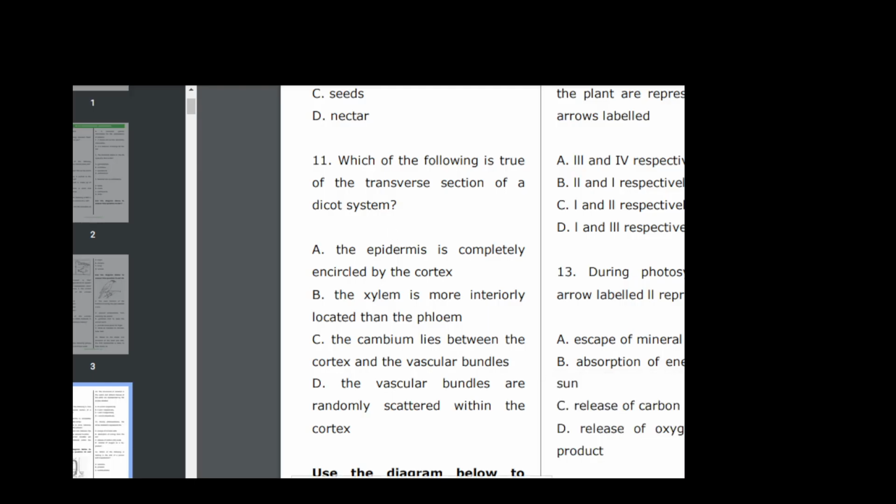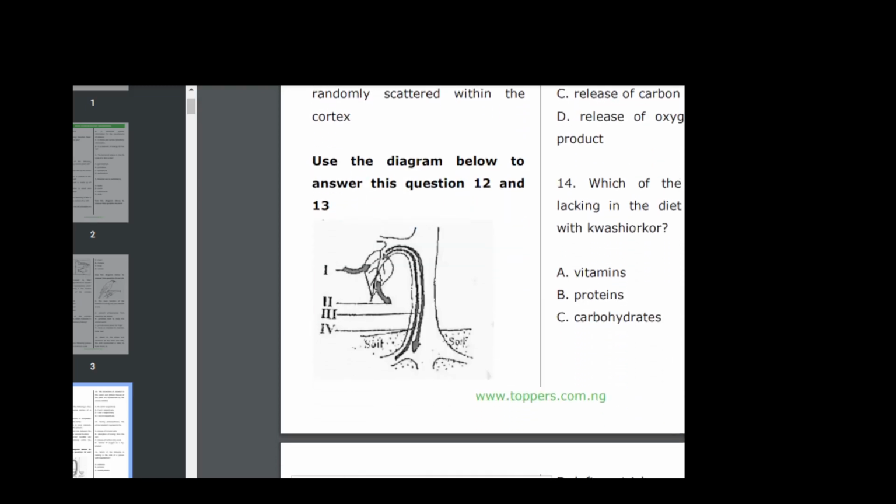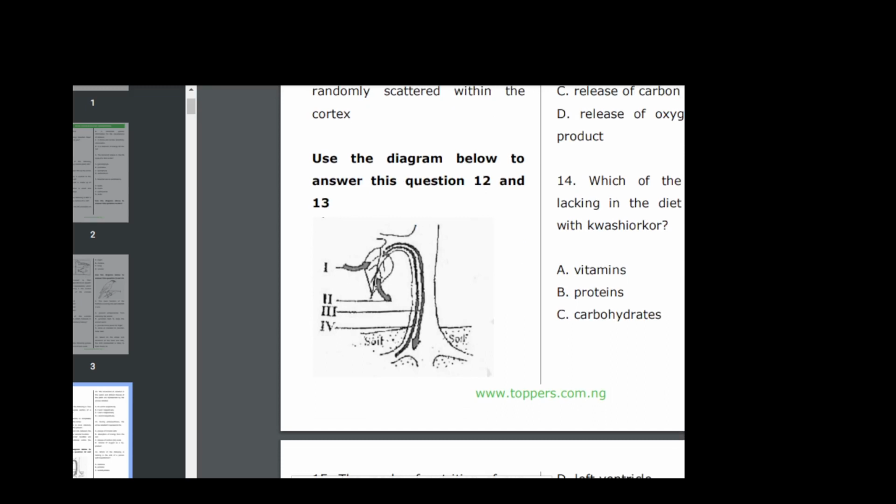And then the next question is talking about this diagram. It says we should use this diagram to answer questions 12 and 13. So we just finished talking about xylem and phloem.